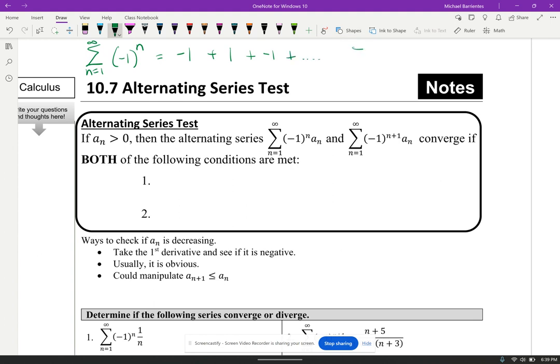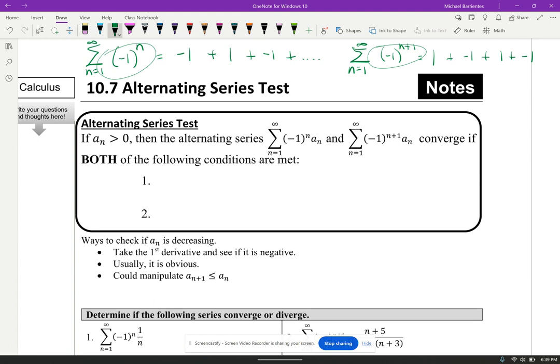By the way, if we do negative 1 to the n plus 1, then the first term would be a positive 1 plus a negative 1 plus a positive 1 plus a negative 1. So really that just changes which sign I start with, right? Positive or negative. There's different ways to create alternating series, so I don't want to say that these are the only ways, but this is the most standard way to do it, right?